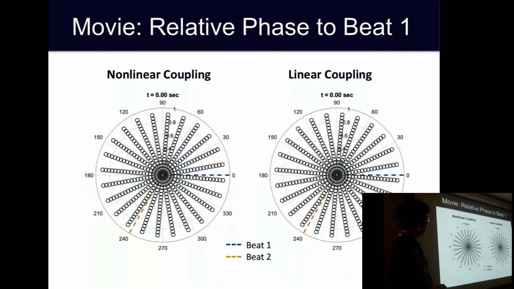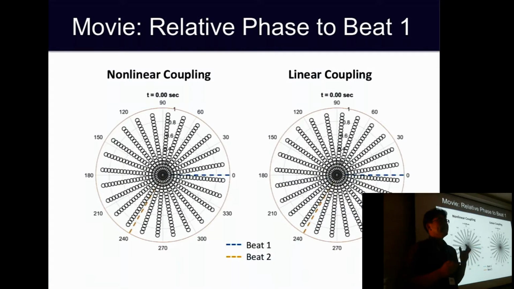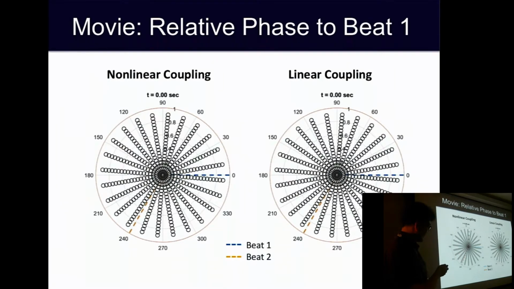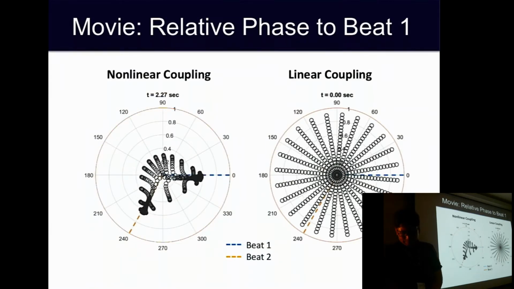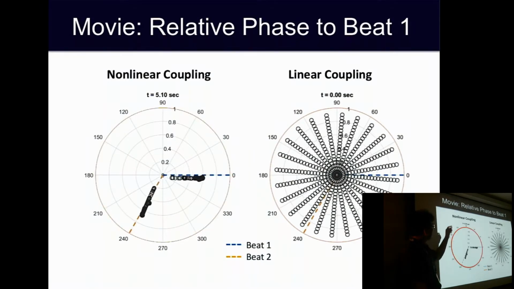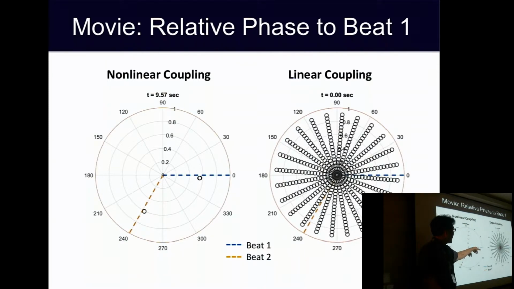So these are the movies of the relative phase of oscillators. Because of a PC Mac incompatibility, it plays the movie but doesn't play sound, so I'll try to sing it myself. Oh, it does. Okay, I don't have to do that. So with nonlinear coupling, you see that a group of oscillators is drawn to bit 1. This is relative phase to bit 1, so any steady state with 0 phase means it's drawn to bit 1, and bit 2 is at this angle from bit 1. So you have two groups of oscillators drawn to different states.